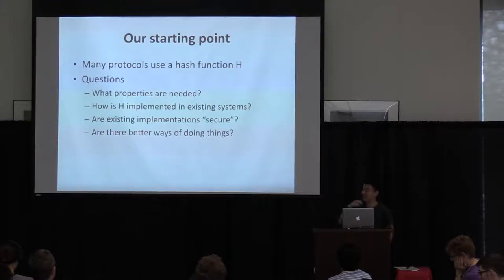So it's actually a very big problem, and in this work we mostly focus on hash functions used in various parts of the protocol. We want to ask what properties are actually needed for this kind of hash function, how they are implemented in existing implementations, whether they are secure, and is there any way to get better efficiency for them.